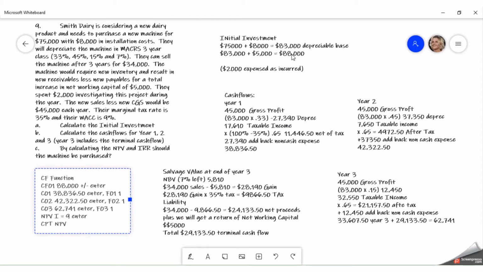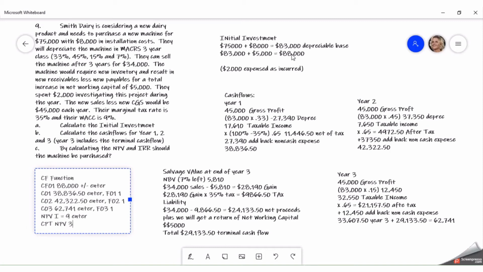38,836.50 is our cash flow for year 1, which is a frequency of 1. 42,322.50, push enter, frequency of 1, cash flow for year 2. And then 62,741, push enter, frequency of 1. Make sure you have nothing in year 4. Come over to your net present value, make that 9, hit enter, arrow down and compute.